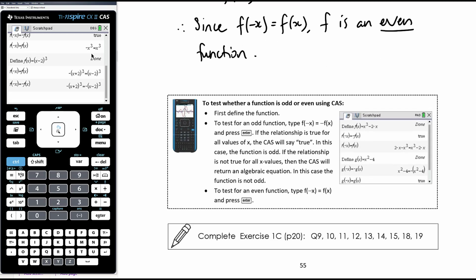Okay, so the work today is from exercise 1C. That list of work encompasses work on both piecewise functions and also on odd and even functions.